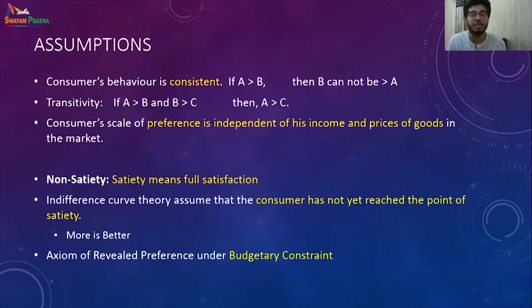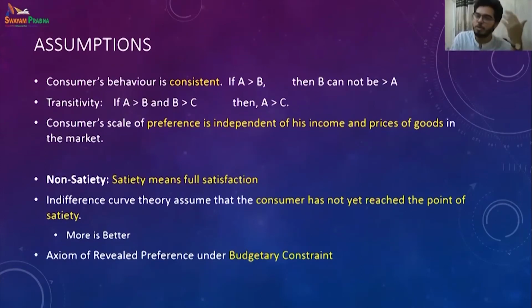The next one is the theory of transitivity. What is the theory of transitivity? If that person says the combination A, of two different items, gives him higher satisfaction than the combination B, and similarly combination B gives him higher satisfaction than combination C, then combination A should give higher satisfaction than combination C. So if A is greater than B, and B is greater than C, then A should also be greater than C. This is called the theory of transitivity.